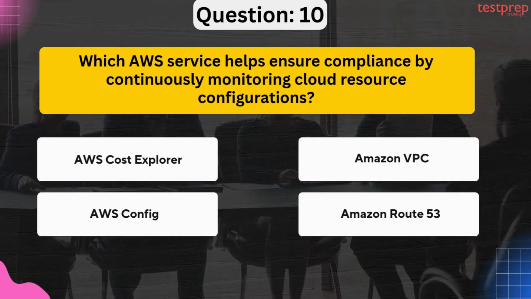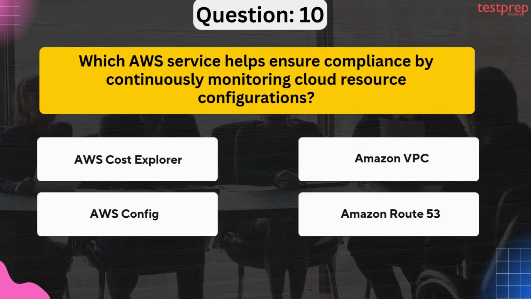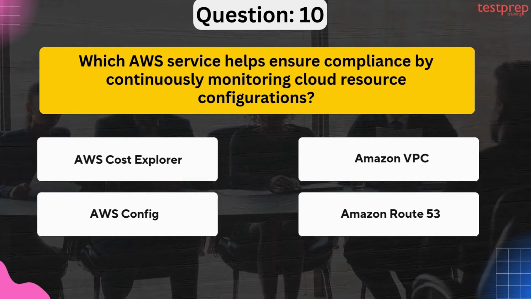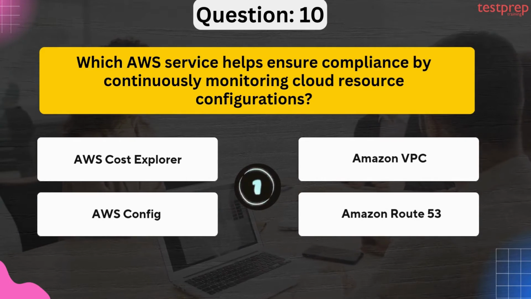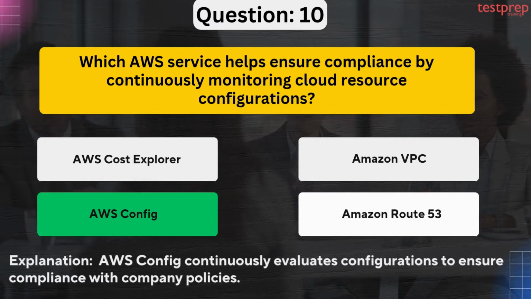Question 10. Which AWS service helps ensure compliance by continuously monitoring cloud resource configurations? The correct answer is AWS Config. AWS Config continuously evaluates configurations to ensure compliance with company policies.